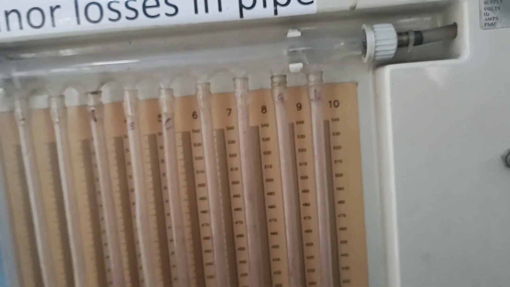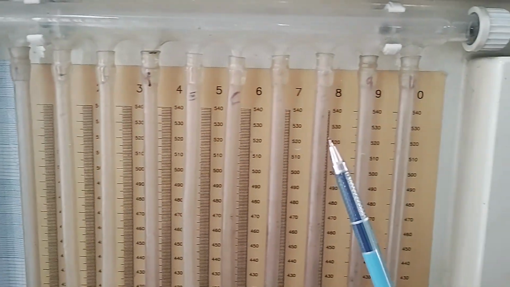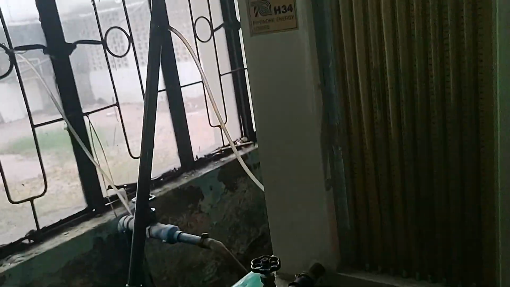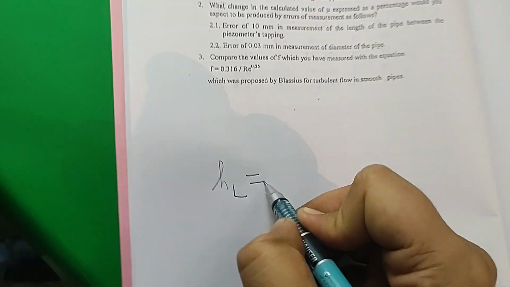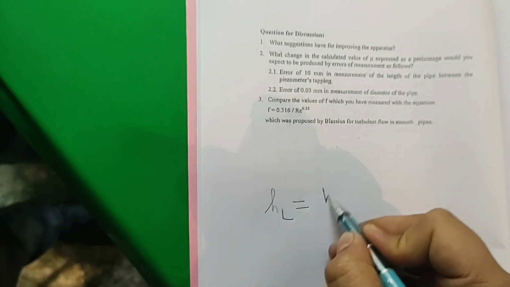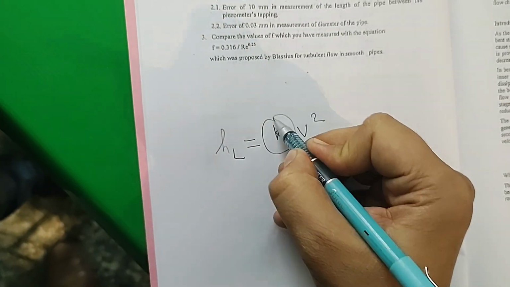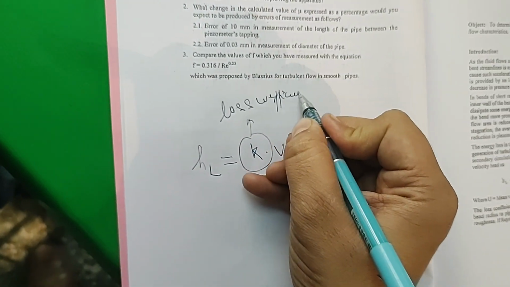Our points of concern are piezometer numbers 1 and 2, 3 and 4, and 9 and 10. We will give you the readings. I will give you the discharge value for one set of readings, and at the end you will find out the head loss. Head loss will be calculated using the piezometer difference. This will be equal to K into V squared upon 2g, where K is the loss coefficient that we need to find out.